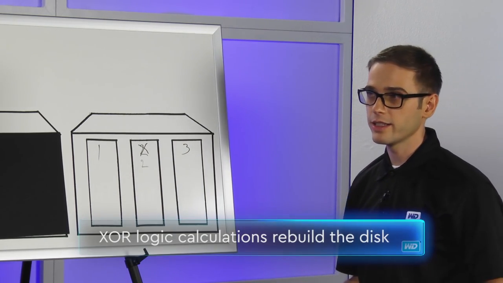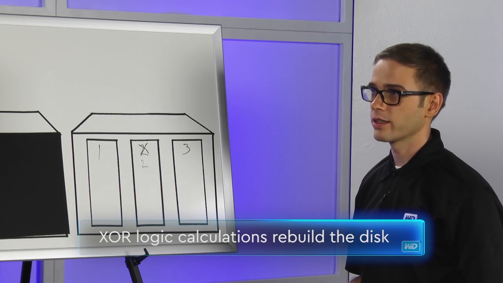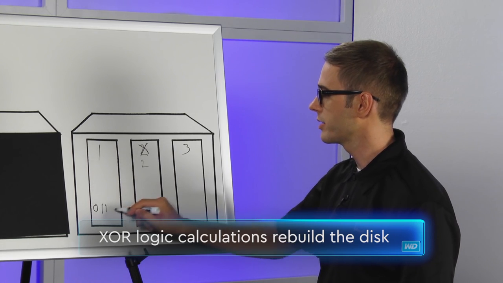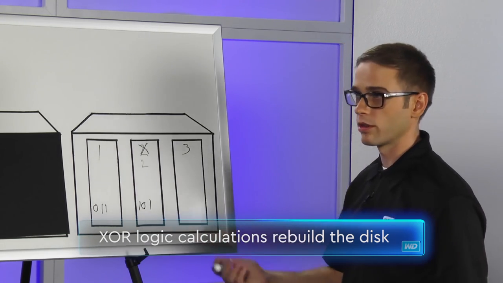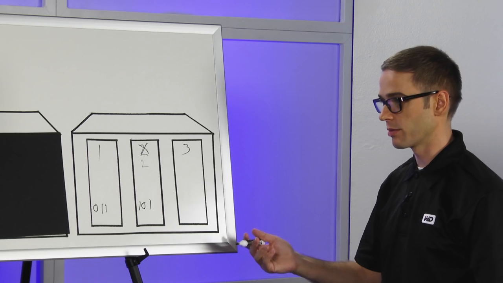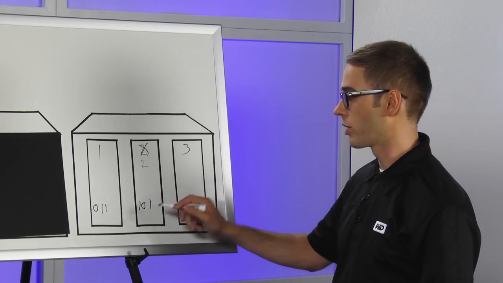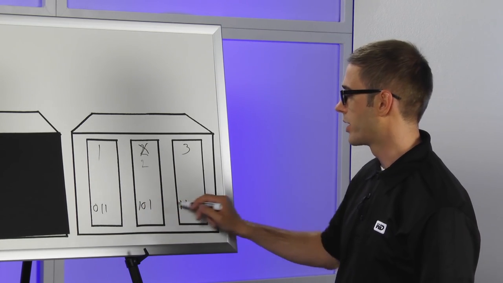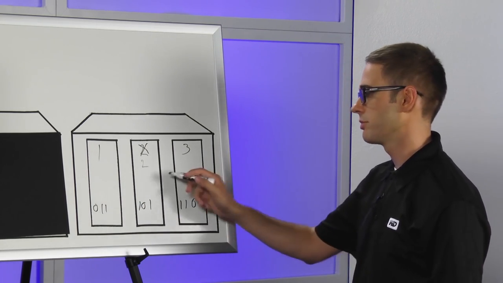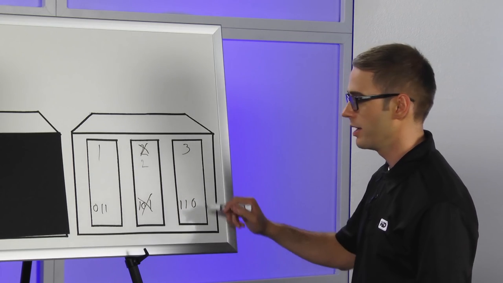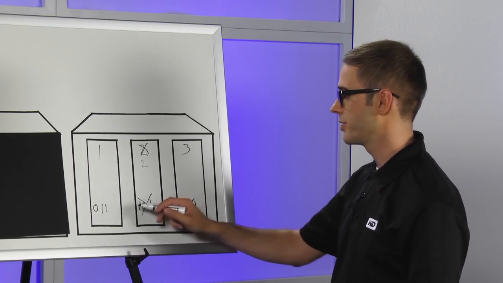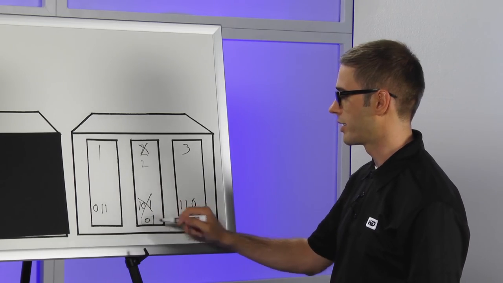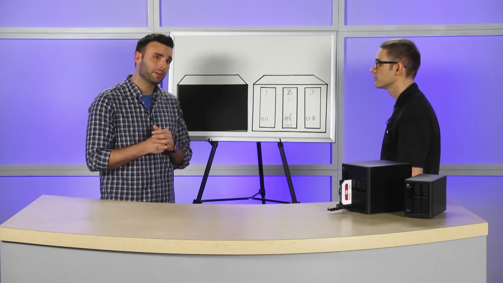In actuality, it does what's called an XOR logic calculation. So let's just say our data here is, all of your data is 0s and 1s. So it's just a bunch of bits. It runs the XOR, so 0 and 1 is 1, 1 and 0 is 1, 1 and 1 is 0. Again, let's say disk 2 goes out. It reverses that XOR calculation. 0 and 1 is 1, 1 and 1 is 0, 0 and 1 is 1, and it's rebuilt it. Okay, I think I get it.